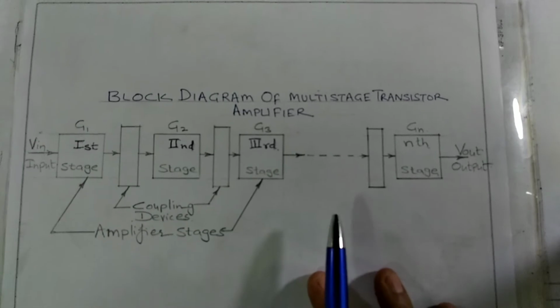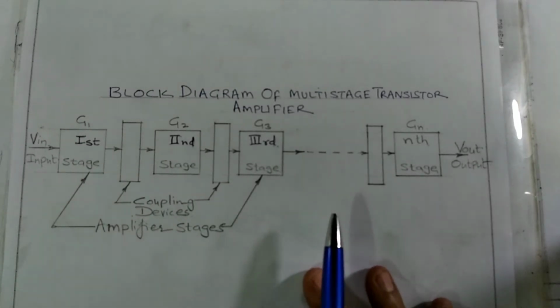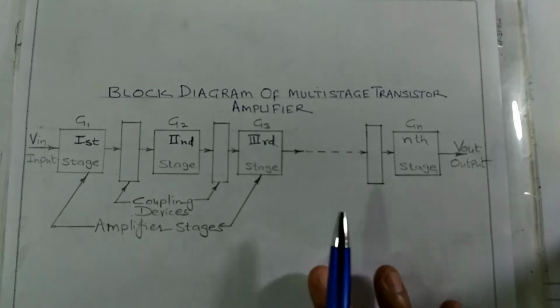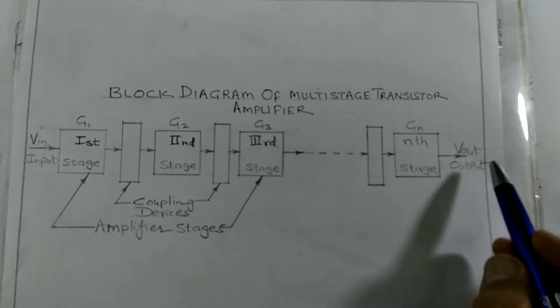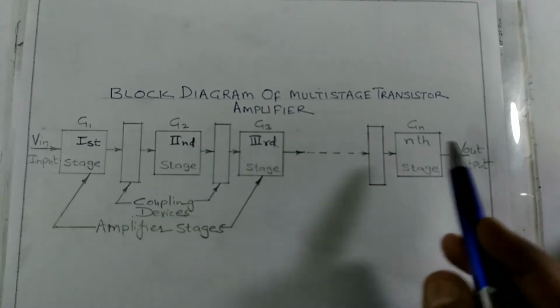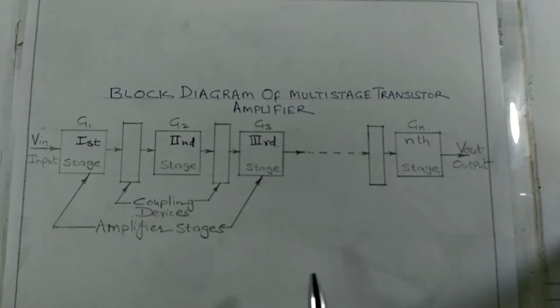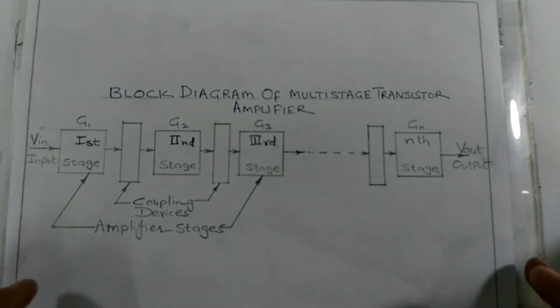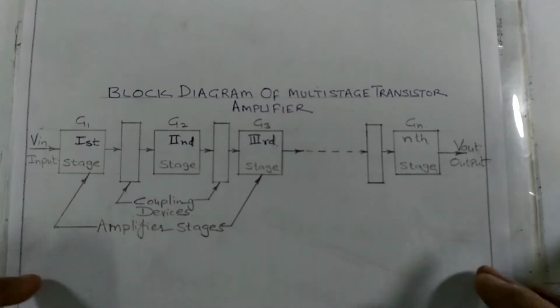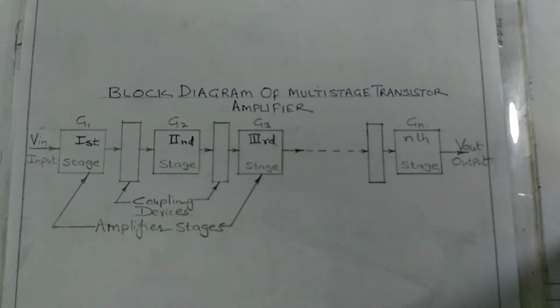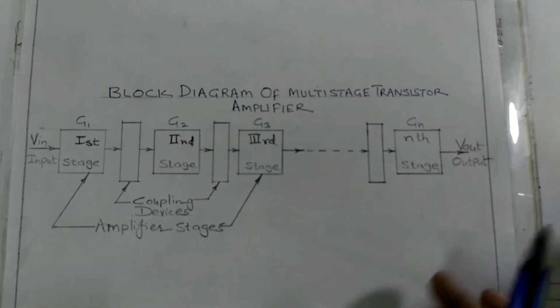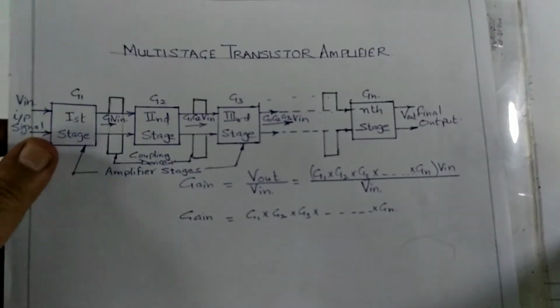They are connected in series, right? So to multiply the gain of the amplifier and we get a bigger gain at the output. So these stages are connected in series. Now we will see the gain. Now what is gain? We have already discussed that the ratio of output to input is called gain. Now in the multi-stage transistor amplifier, how do we calculate the gain?